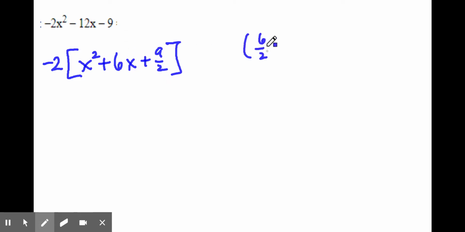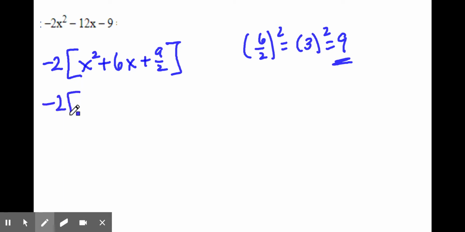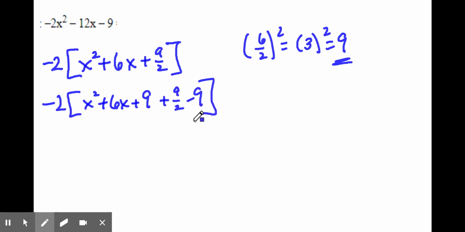So I would take 6, divide by 2, and square it. That's 3 squared, that's 9. So 9 is the number that completes the square. I'm going to write x squared plus 6x plus 9. I'm going to add 9 here. Then I have this 9 over 2, and I'm going to take 9 away from it.